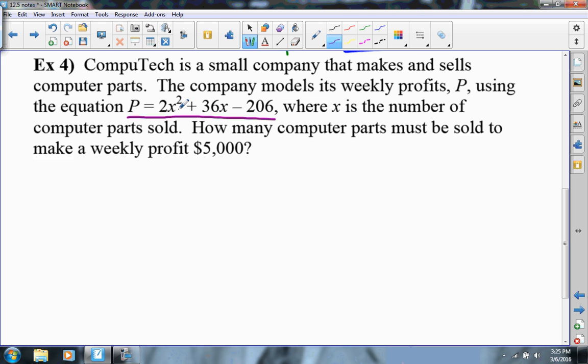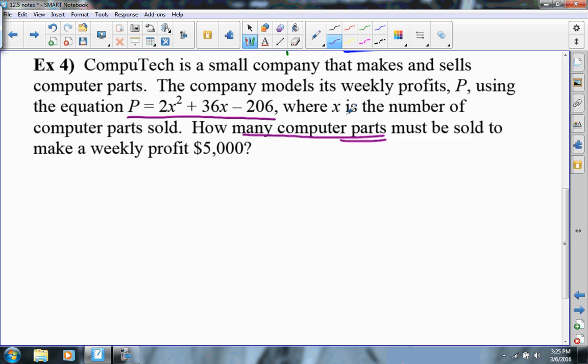So if they take those number of parts and square them, multiply it by 2, and then take the number of parts, multiply it by 36, and add those two numbers together, and then subtract 206, they'll get their profits. So they want to know how many computer parts they have to sell in order to make a weekly profit of 5,000. So they want to know how many parts.